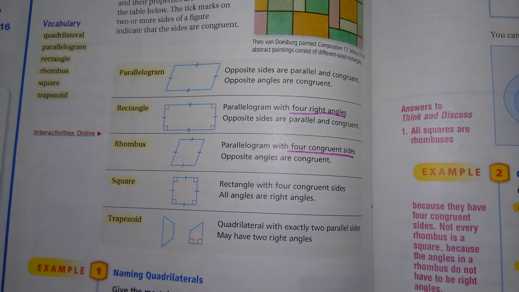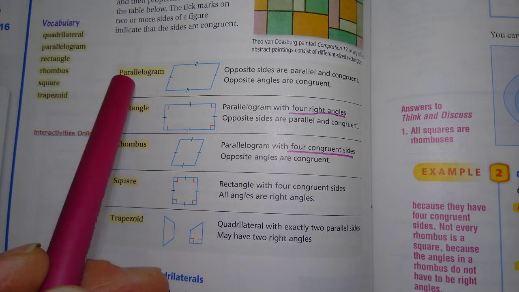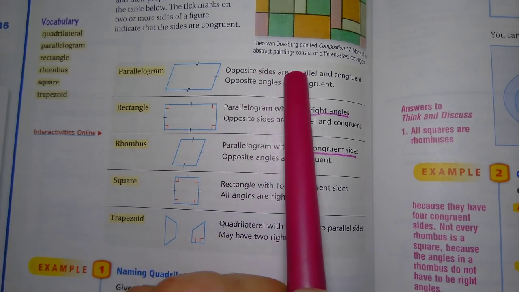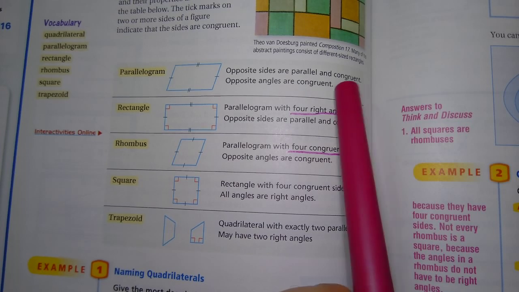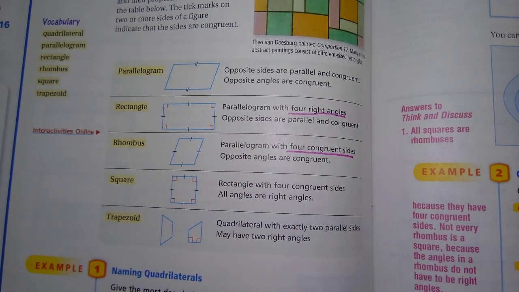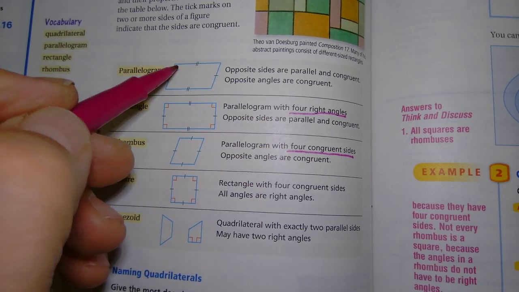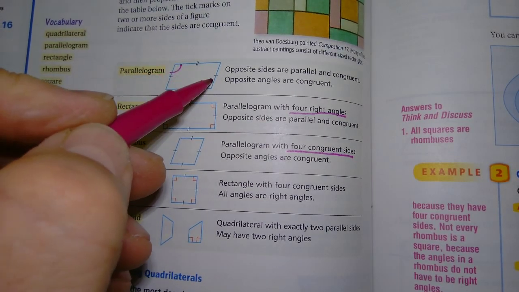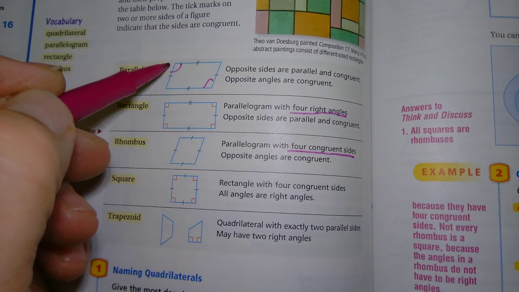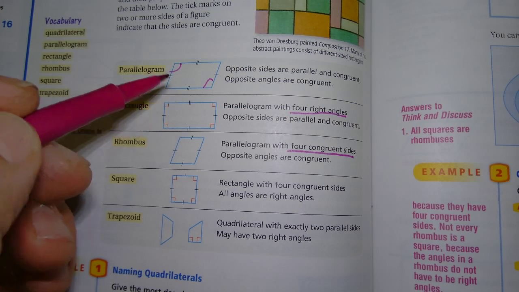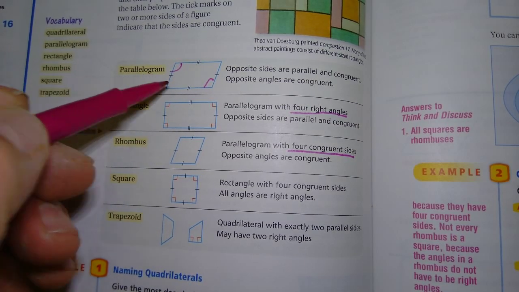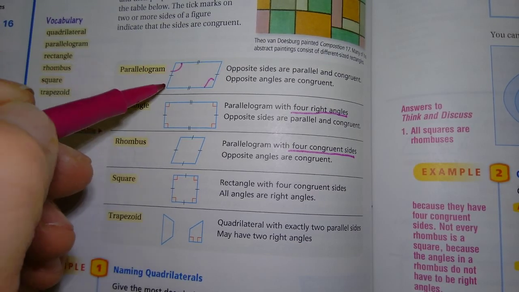So, anyways, let's talk about a parallelogram. A parallelogram has opposite sides that are parallel and congruent. Opposite angles are congruent also. So that means this angle here and this angle here are congruent. If you look, this is an obtuse angle and this is an obtuse angle, and this is an acute angle and this is an acute angle. And they're opposites, right?